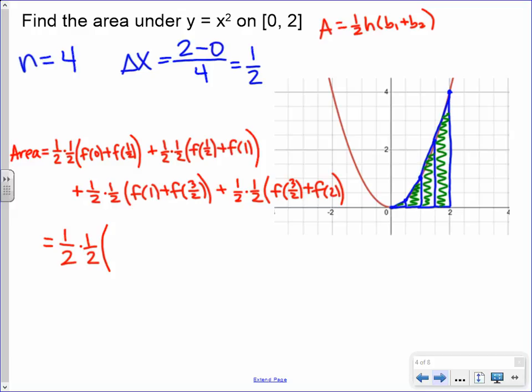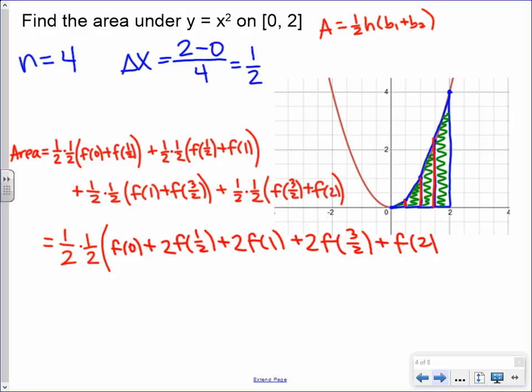But what's true about our bases? Do we use some of them more than once? Okay, this trapezoid shares this base. These 2 trapezoids share a base. And these 2 trapezoids share a base. So all but the ending bases happen twice. So what we can do is we can factor out the 1/2 times the height. We can write the first base, 2 of all of our inner bases, plus the last base. And this is a much more efficient way to find the area of multiple trapezoids.